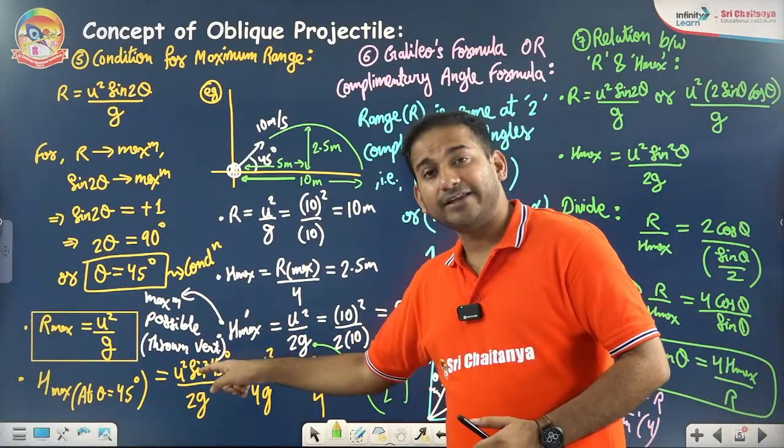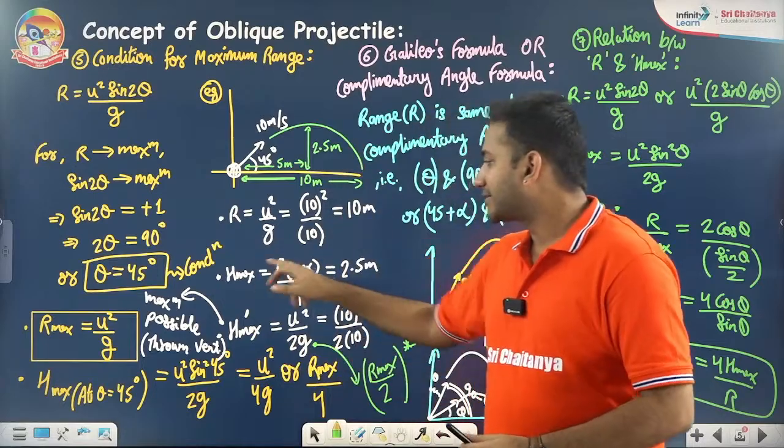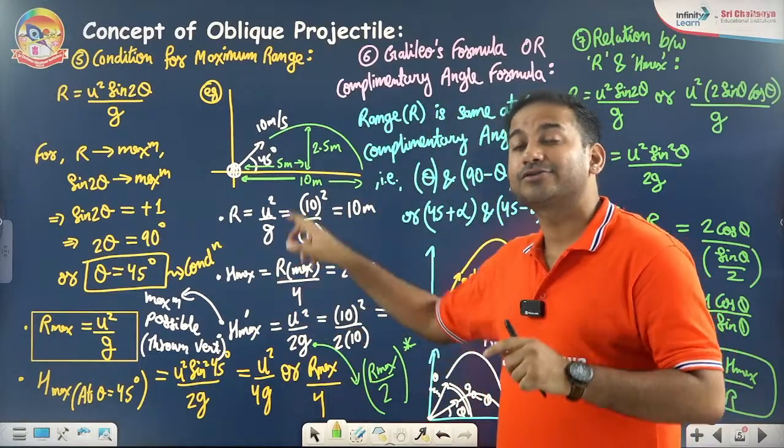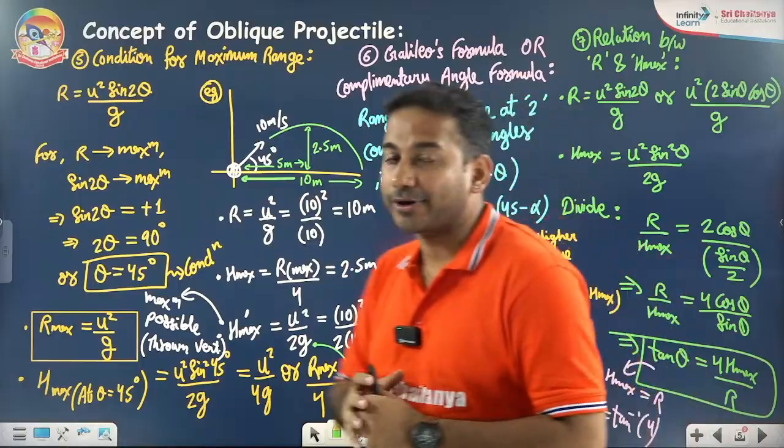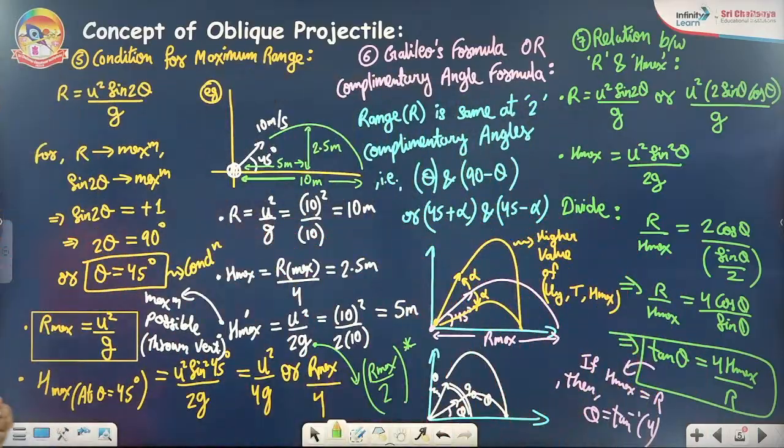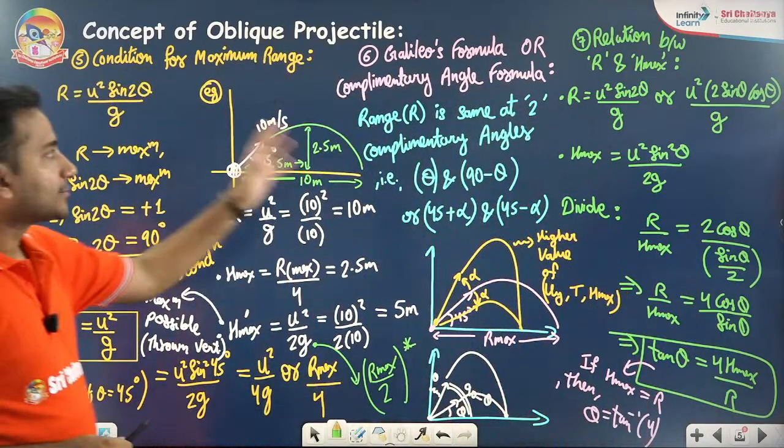This is the H max attained when the ball is thrown vertically. This is the H max attained when the ball is thrown at 45 degrees. Okay. Clear? Now, let's go for the next one.